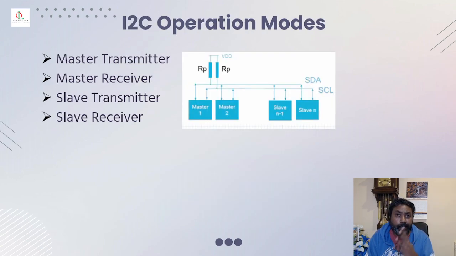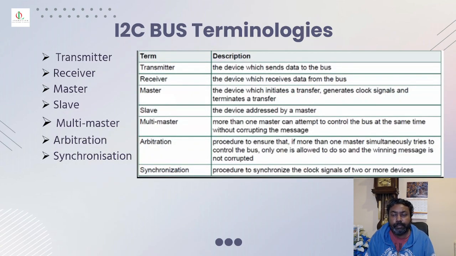Then it can be operated in 4 different modes: master transmitter, master receiver, slave transmitter, and slave receiver. And then the different I2C bus terminologies, as you can see, with all these different names for the transmitter and the receiver. The new thing you learned in this is the multi-master and the arbitration. It may be new, but I already explained it, so go back to the previous video and you will be able to see that.